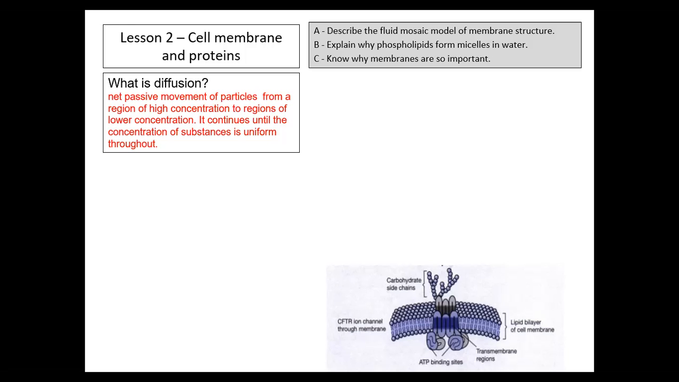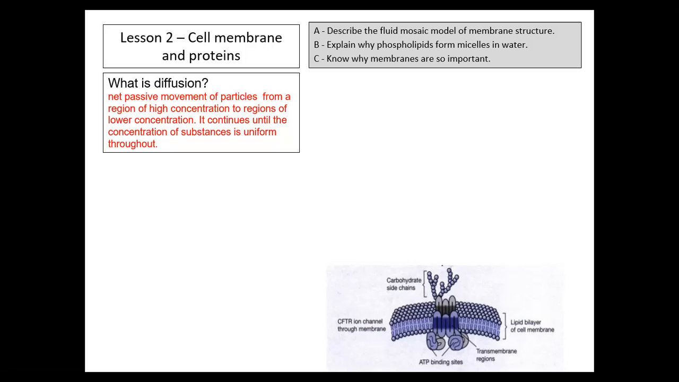I'm just going to focus on some of the keywords. I'm going to read it to you and then pick out some of the keywords to really focus on. So diffusion is a net passive movement of particles from a region of high concentration to regions of lower concentration, and it continues until the concentration of substances is uniform throughout. The first bit that we've focused on is net passive movement. Net movement is the overall general movement from an area of high to low.